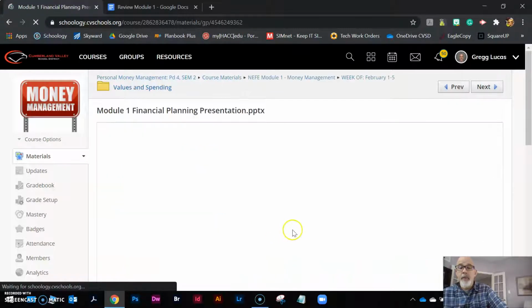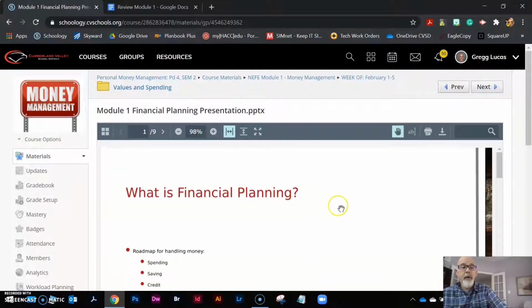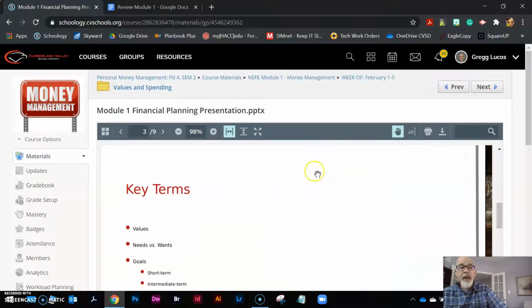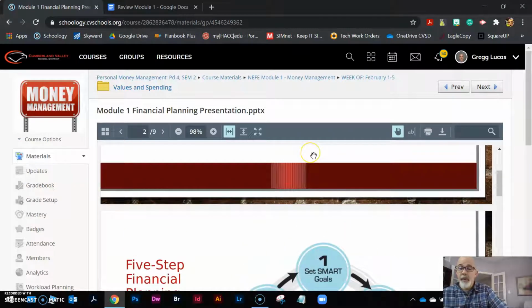information in here. One of the first things on there was talking about financial planning. Once this loads, this 5-step financial planning process is on there, so understanding what that is. This is where I'm asking you to go back and make sure you understand it and consolidate your information in one spot.